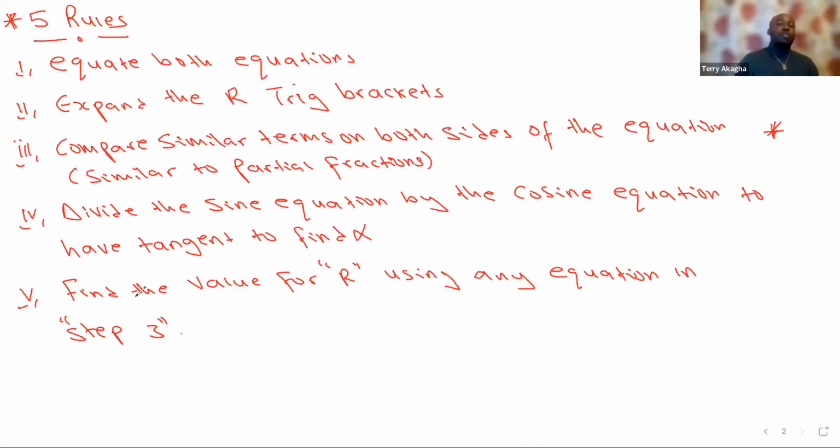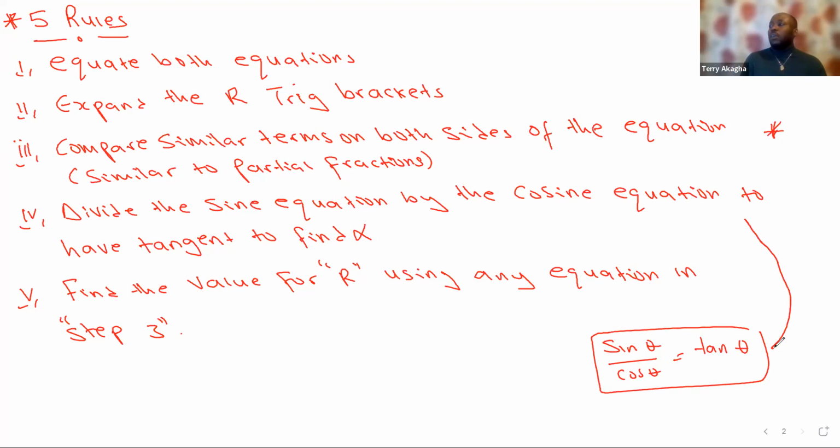Then finally, you need to know the 5 rules of solving. You equate both equations. You expand the trig bracket. After expanding it, you compare similar terms. You divide the sine by the cosine so you can get tan, because we know that sine theta over cos theta is equal to tan theta. That's what we're doing in step 4. So you divide the sine equation by the cosine equation to have the tangent. Then when you find that, using any of the equations in step 3, you find R.